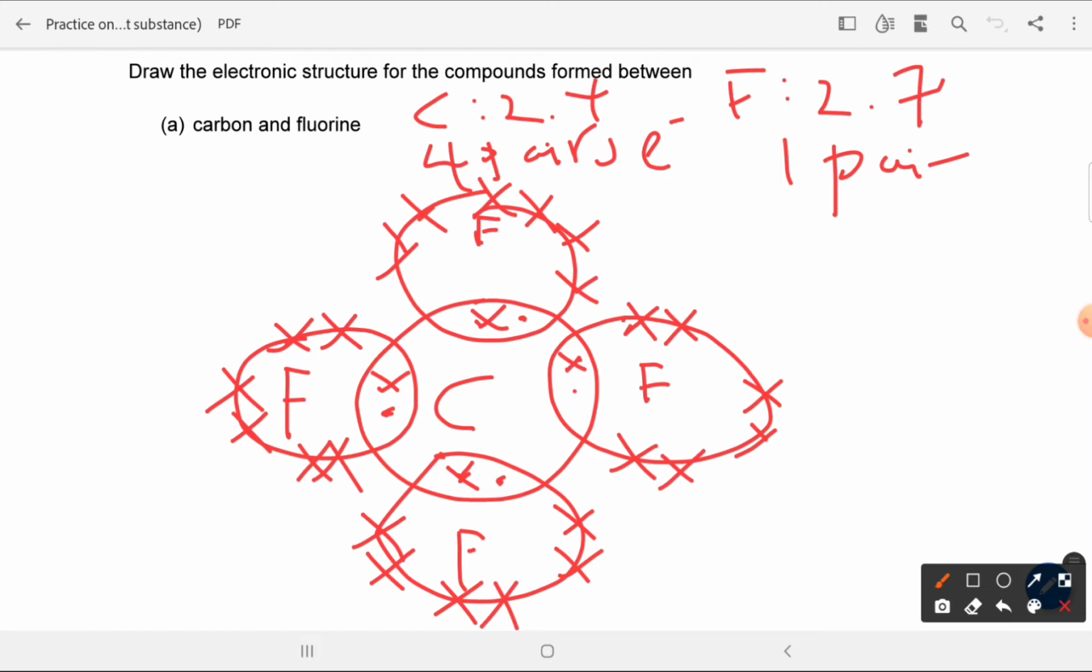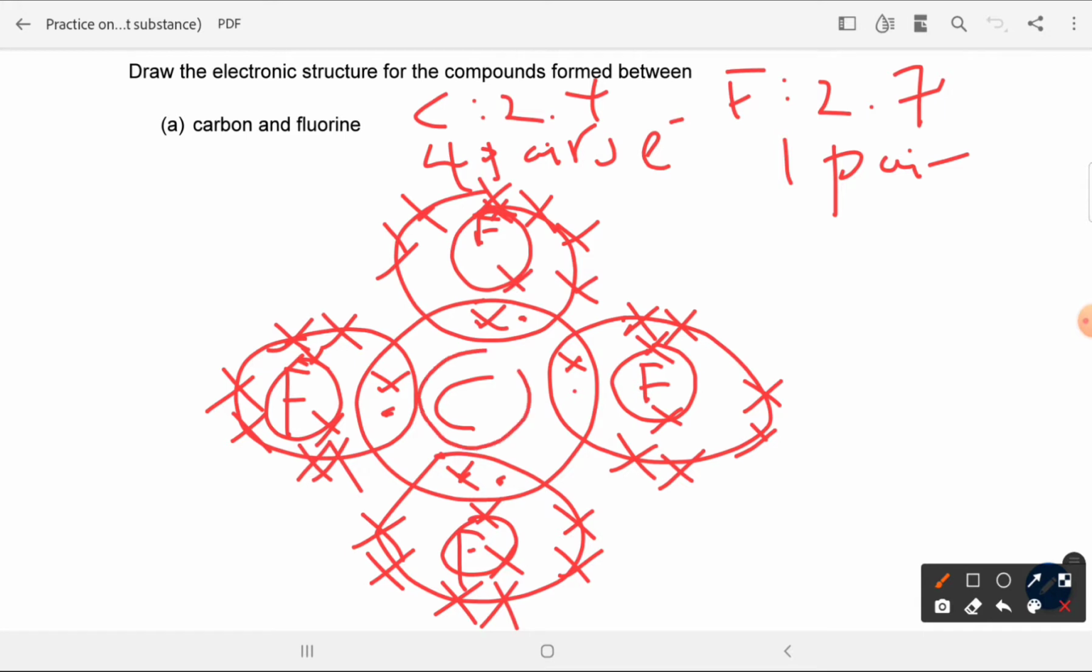So now let's look at the inner shell. Each fluorine atom should have 2 electrons in its inner shell. Okay, it's not very nicely drawn because I'm using the touch screen. And then for carbon, likewise, there should be 2 dots, 2 electrons on its inner shell. So this would be the dot and cross diagram for the compound formed between carbon and fluorine.